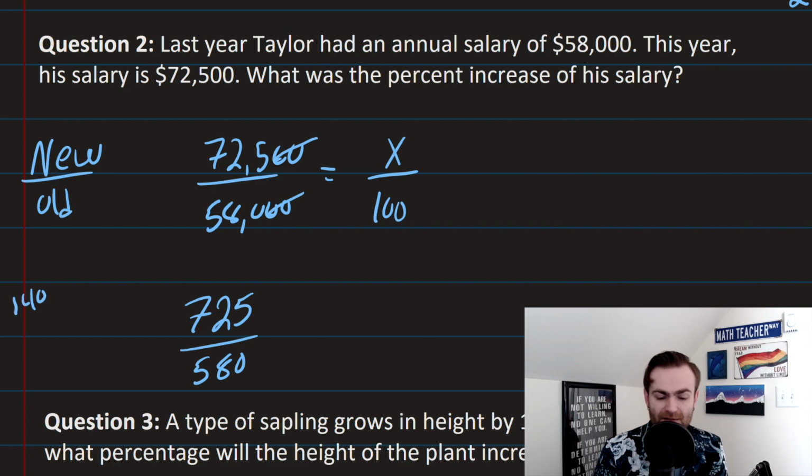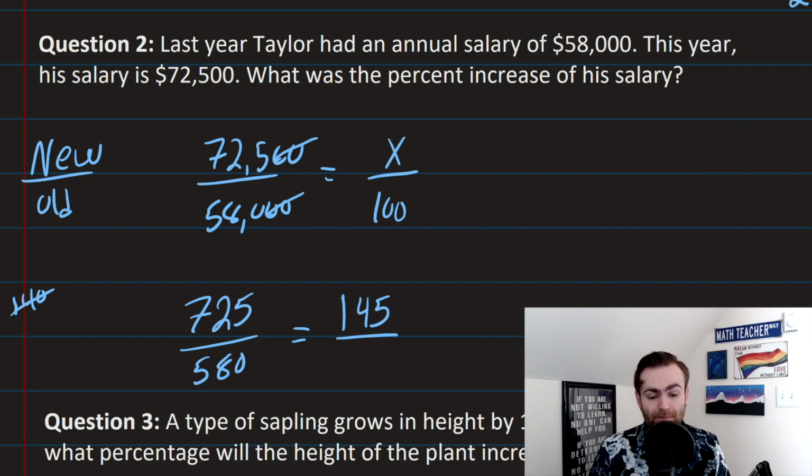140. How many times does 5 go into 25? That would be 5. So the numerator will reduce to 145. The denominator, how many times does 5 go into 500? Well, 20 for 100 times 5, which would be 100. How many times does 5 go into 80? Well, that would be 16.